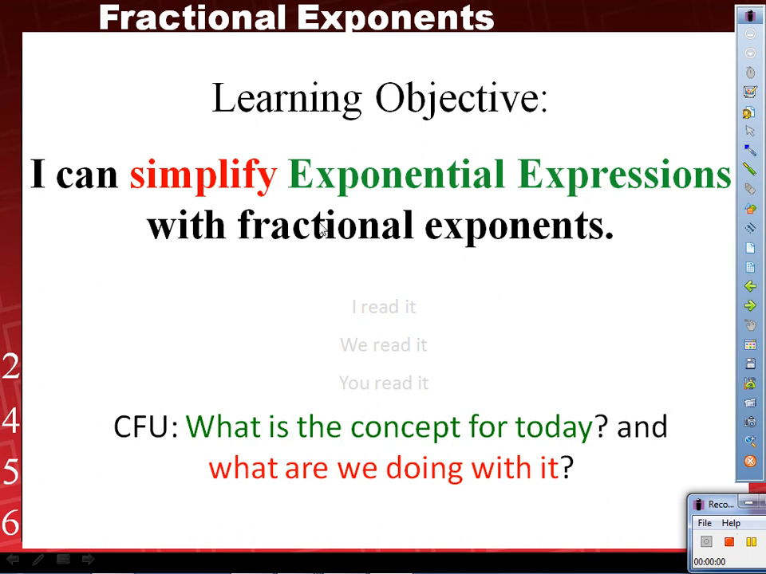So, what should go in your Frayer model? Exponential expressions, right? Fill that in. I'll give you 1 minute. One example, one non-example, one hashtag, and your definition. By now, you should know this. I'm giving you the heads up.